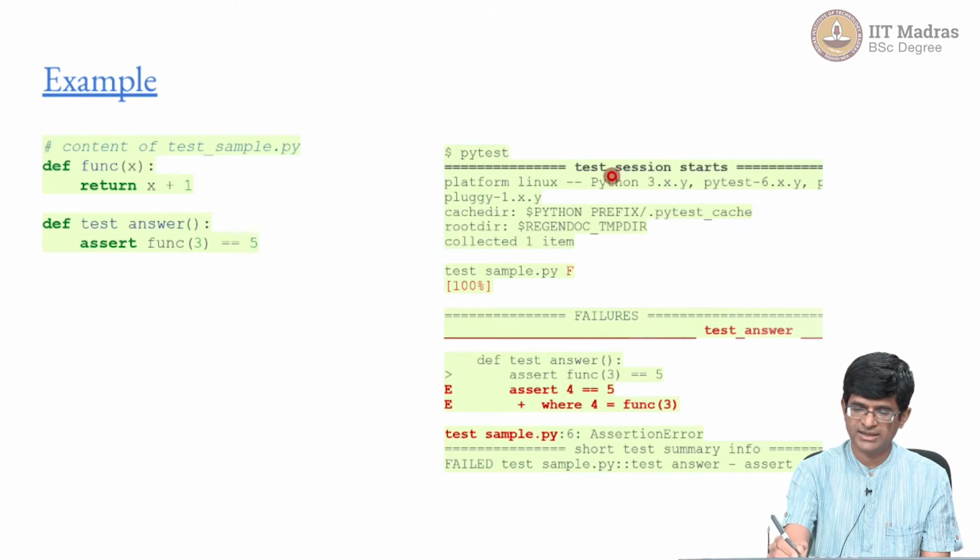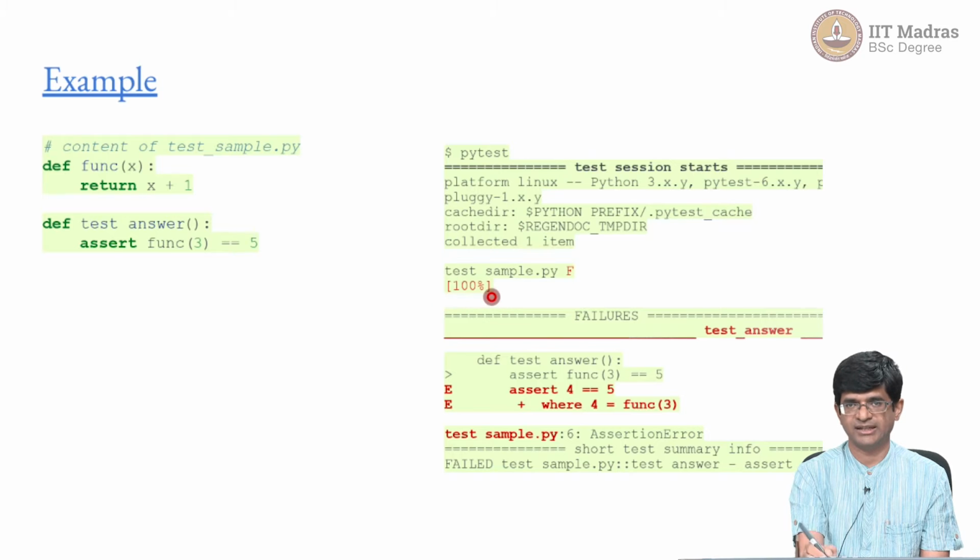So what it does is it starts the test session, it gives you some general information, collected one item. What is this one item? Test underscore sample.py. Within that it has one test, and it comes up with this F over here which says that one test failed, and it also says 100%, which means that it ran 100% of the tests that were present over there. In this case the result was that it failed.